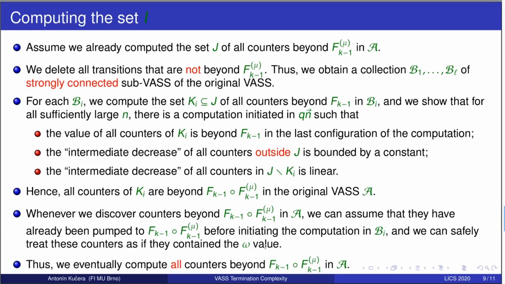block the execution of the computations which possibly pump additional counters to the value beyond f_{k-1}(μ)+1. It turns out that after incorporating this additional observation into our algorithm, we actually discover all of the counters pumpable beyond f_{k-1}(μ)+1 in A.